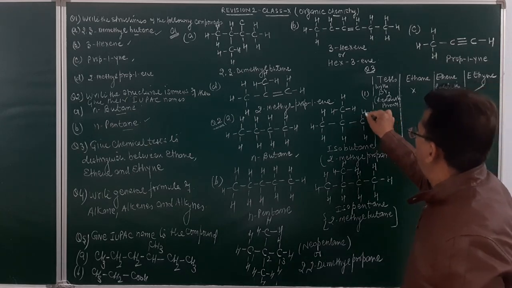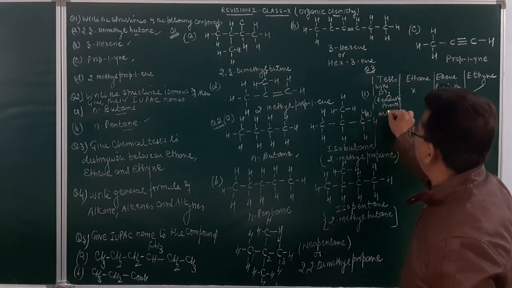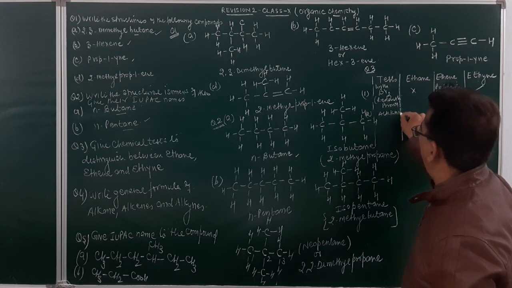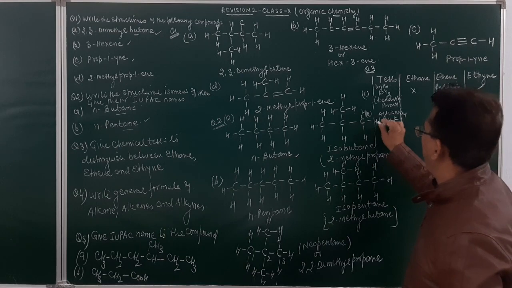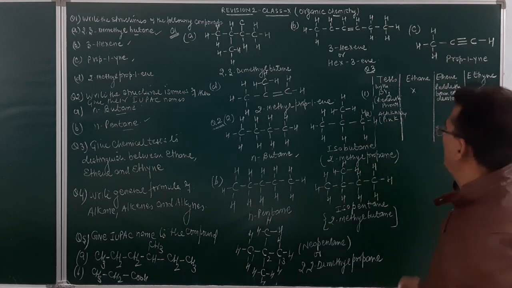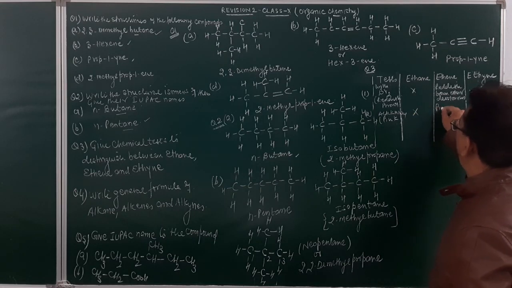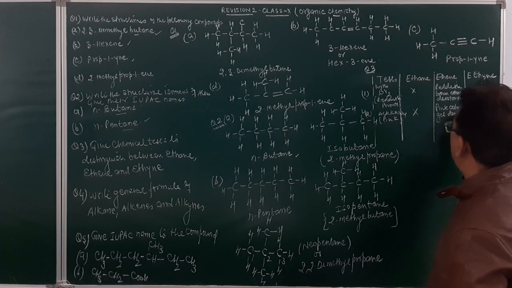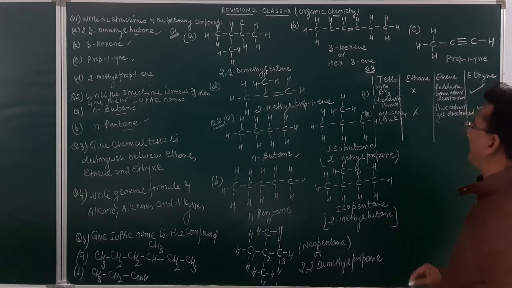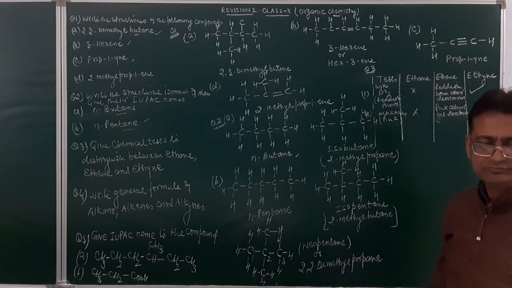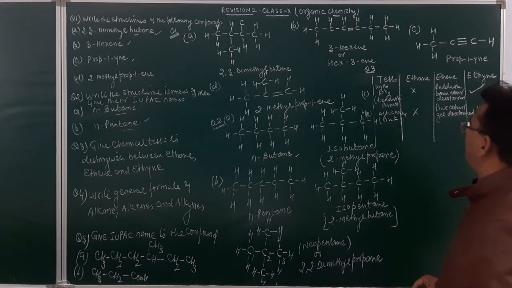The second test is alkaline KMnO4 solution. Alkaline KMnO4 is pink in color, which is also known as Baeyer's reagent. If we add it, there will be no observation in the case of ethane. Here, the pink color gets decolorized for ethene. Am I clear, student? Here again the same test will be shown for ethyne. Is it clear or not?